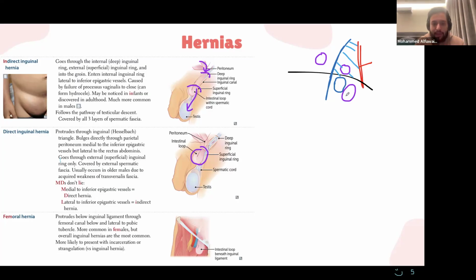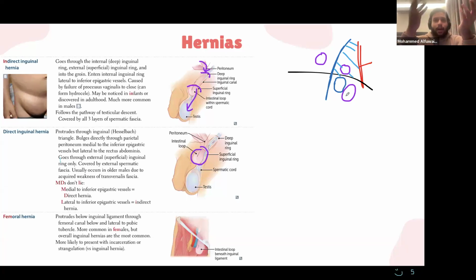Now, an important concept. Do you guys get these three hernias well, or do you want me to repeat? Okay. Now, what is the most common hernia from these three, in both males and females? Yes, exactly. The most common hernia from these three is an indirect inguinal hernia. Memorize this. The most common is the indirect inguinal hernia.